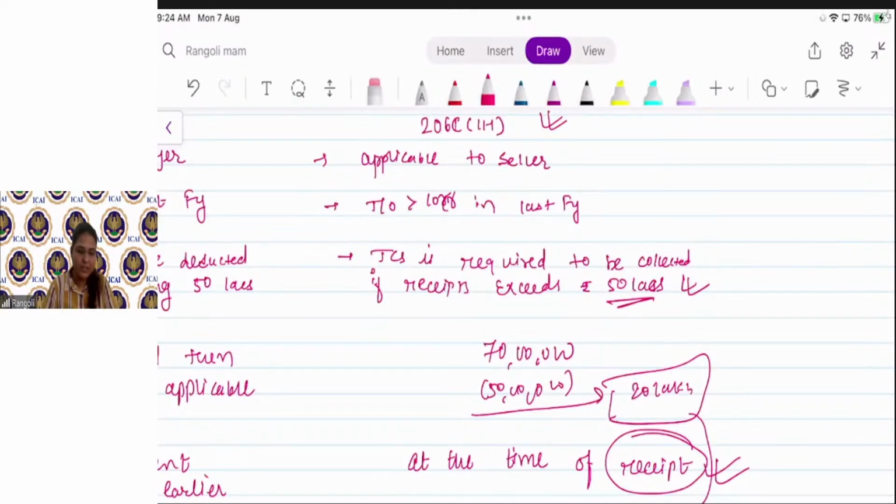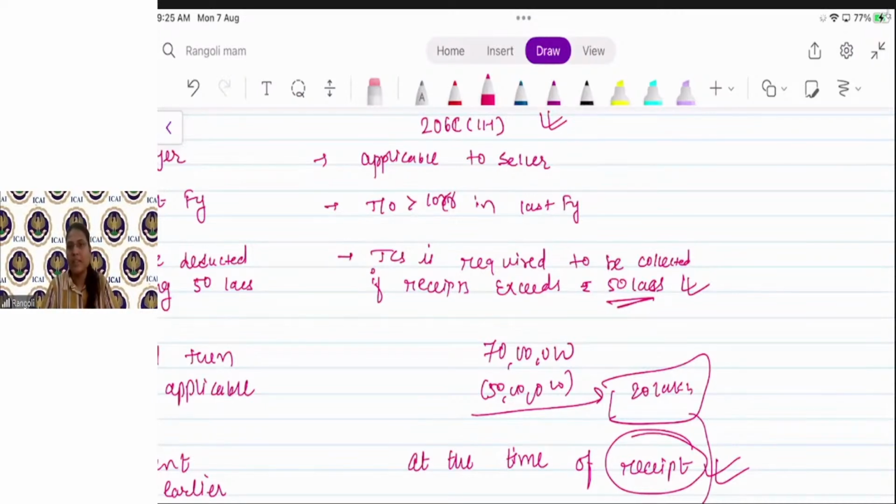Everyone clear with the section 206C(1H)? It is applicable to a seller whose turnover in the last financial year is more than 10 crore. The concept is the same as TDS: a regular inflow of taxes to the government, and the government will keep a record of how much amount someone is paying to someone else.